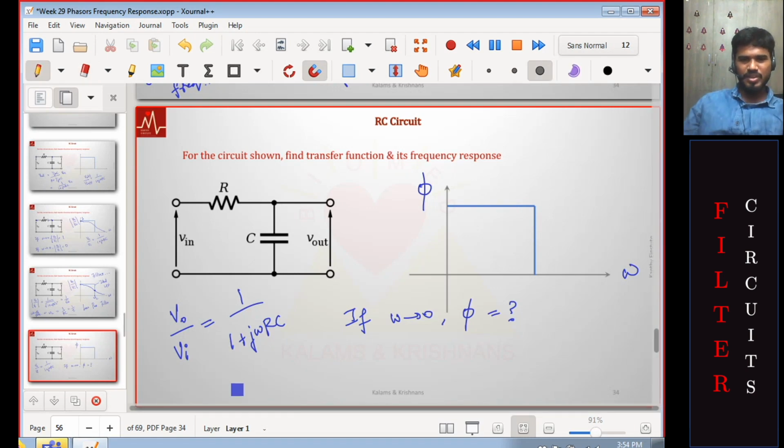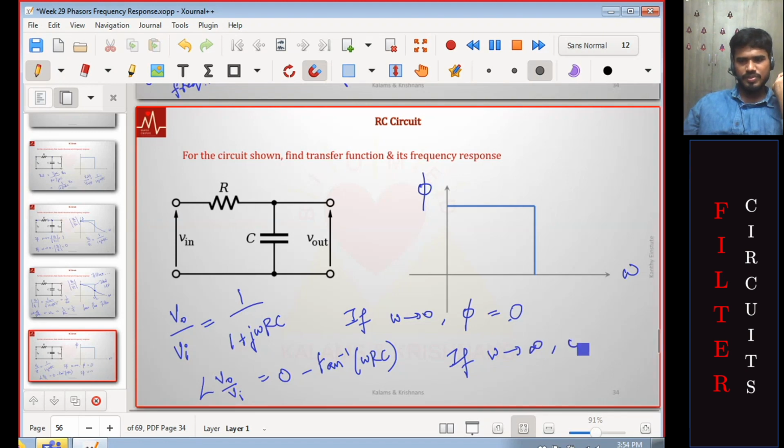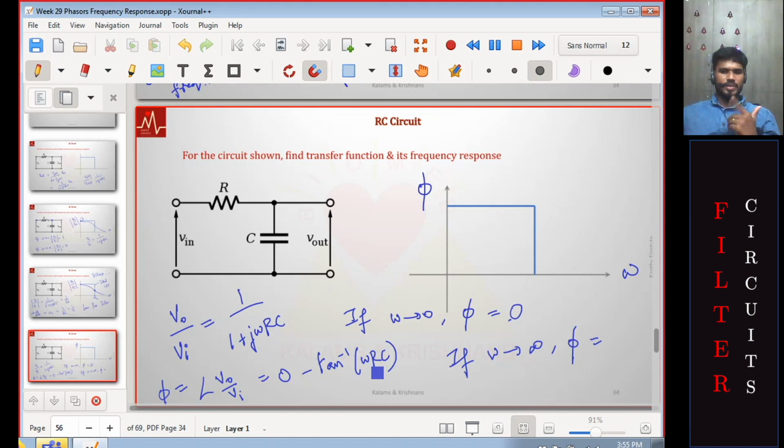Phase is also the angle of V naught by Vi. That was also simple, right? The top angle is 0, the bottom angle is tan inverse omega RC. If omega is 0, this is tan inverse 0, phase is 0. If omega tends to infinity, what happens to phase? This I am calling phi. Simple. Tan inverse of infinity, what is that? Notice it's 0 minus pi by 2, so this is minus 90 degrees.